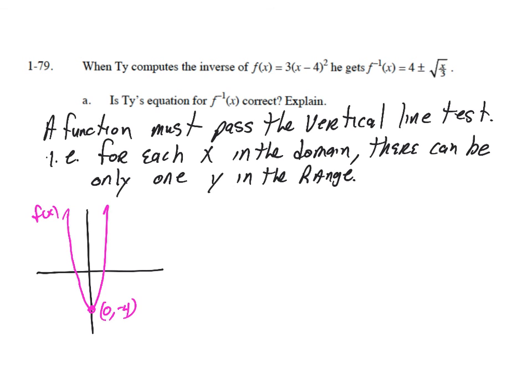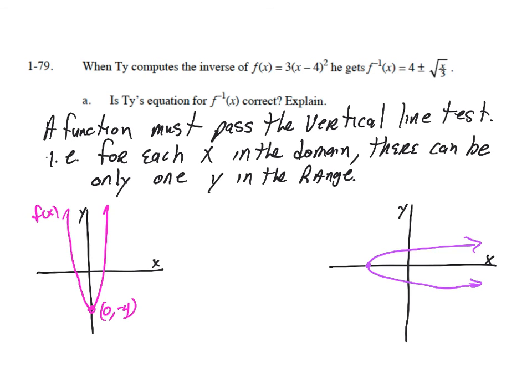Now, if we graph the reflection of that over the line y equals x, let's call that x, y, x, and y. It's going to look like this. This point right there is (-4, 0).